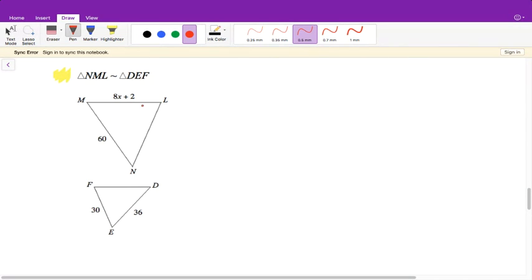similarity statement. So I know that X is part of ML. So that means I'm going to look and see, well, what does ML correspond with? It corresponds with EF. So even though I just guessed it, I didn't know for sure. I have to use a similarity statement. So I'm going to go with the top triangle, ML, over top of EF. All right, I know that they correspond, so they create a ratio.